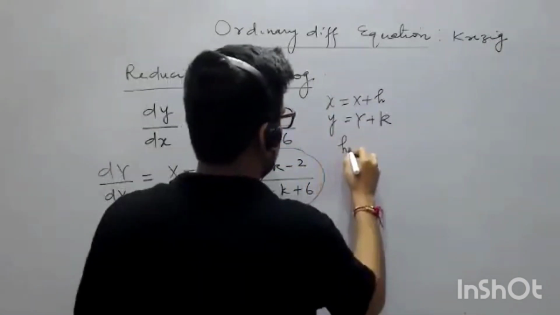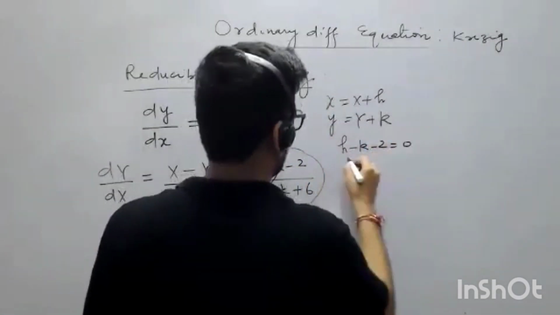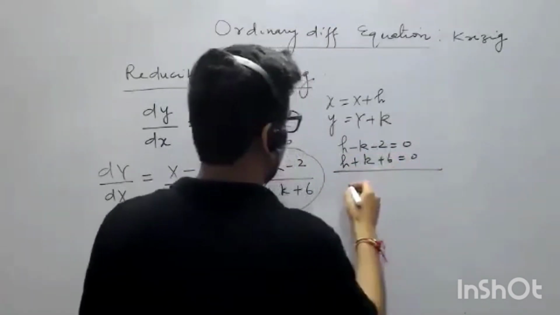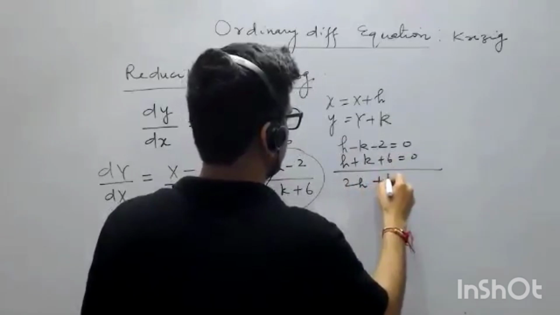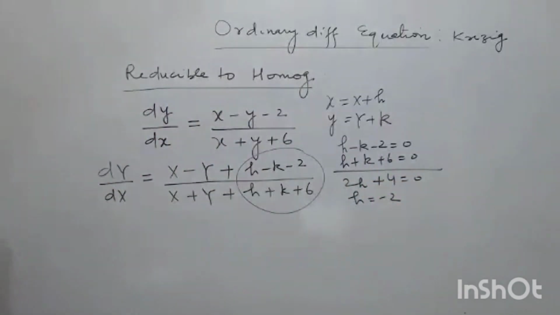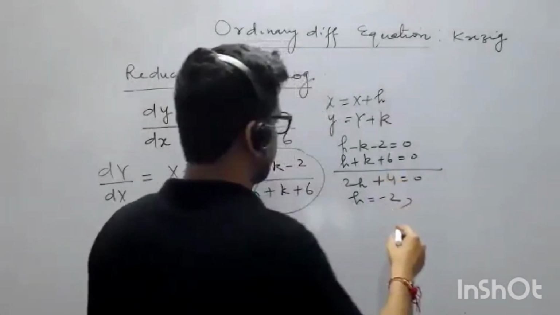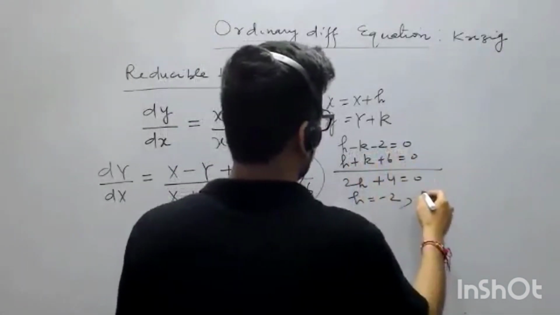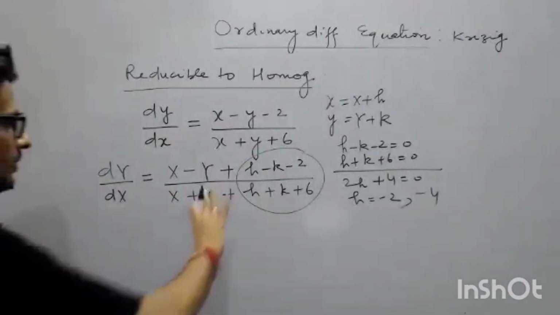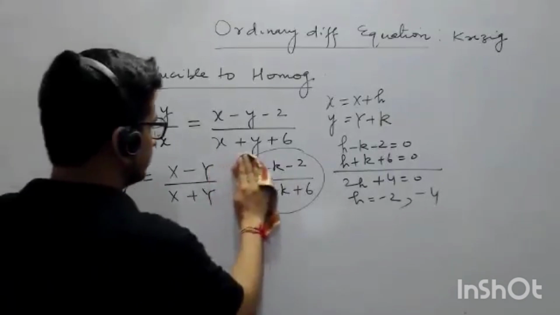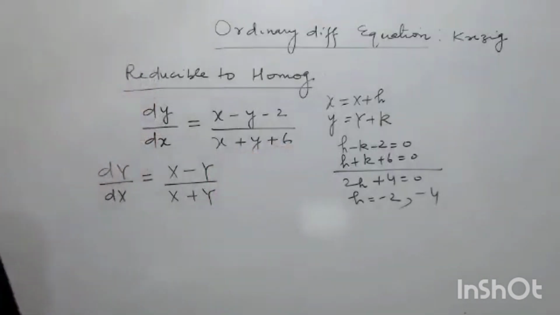So h minus k minus 2 is equal to 0 and h plus k plus 6 is equal to 0. If you add them, it will become 2h plus 4 is equal to 0, so h is equal to minus 2. Is that okay? The value of k, if h is minus 2, will become minus 4. So let me erase this. These two expressions simultaneously became 0.